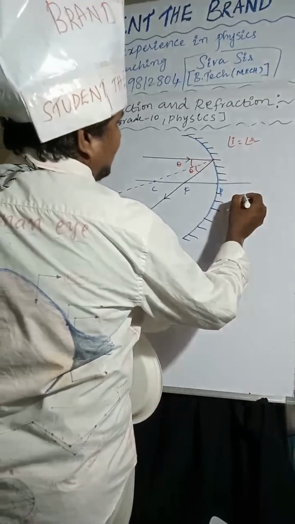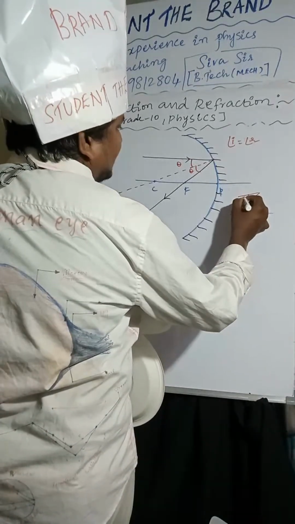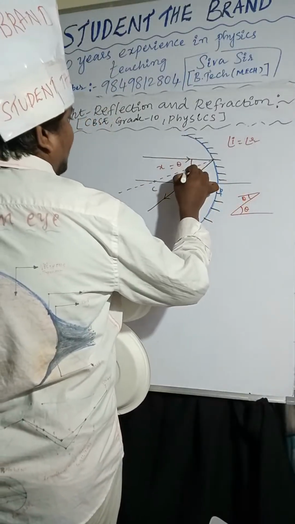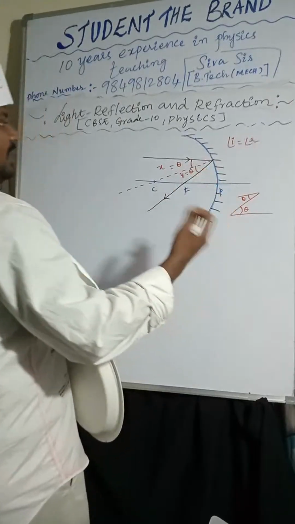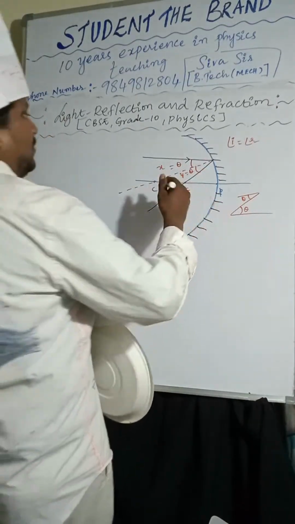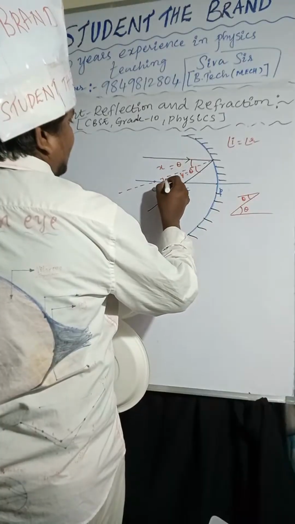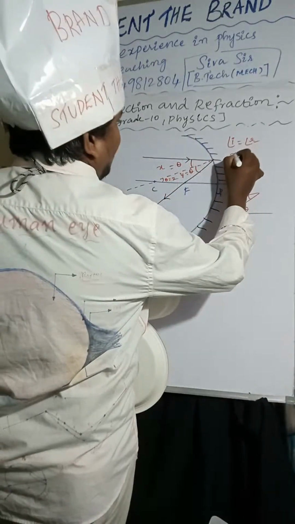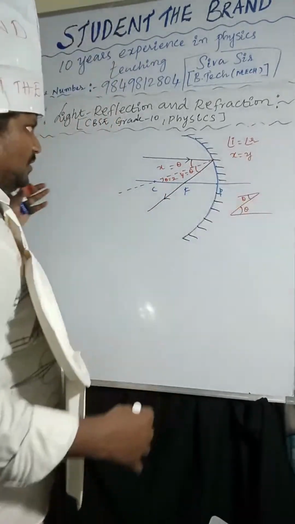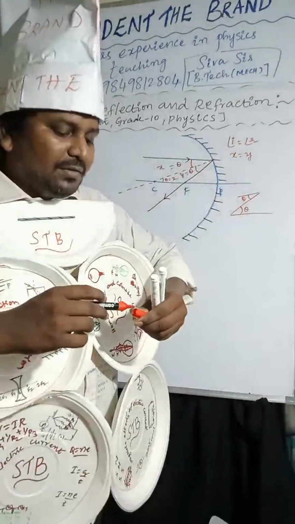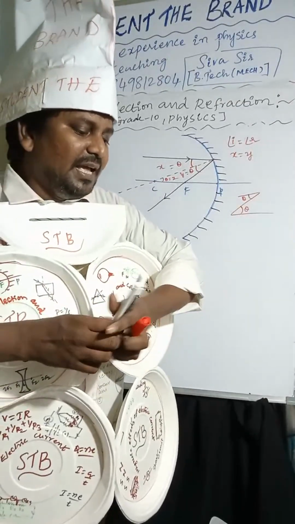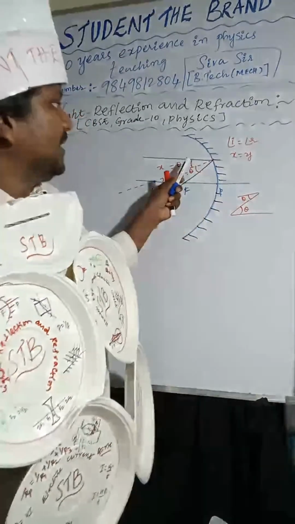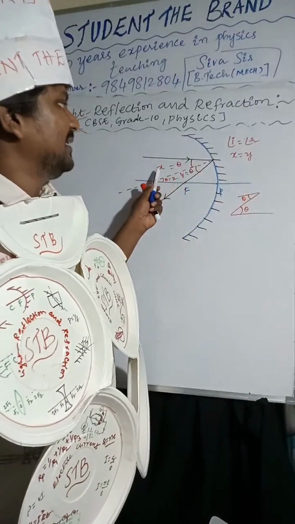If you take the alternate angles, they are equal, so this angle and this angle are equal. Suppose this is some x value, this is some y value, and this theta I am taking as z. So x equals y, because from the law of reflection, the angle of incidence equals the angle of reflection. Yes or no? x equals y.